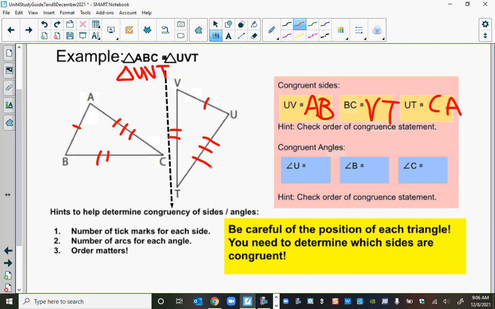Okay, what about our angles? What angle will match up with angle U? A. Then what about V? Who's matching with V? B, and then C has to match up with? Good.